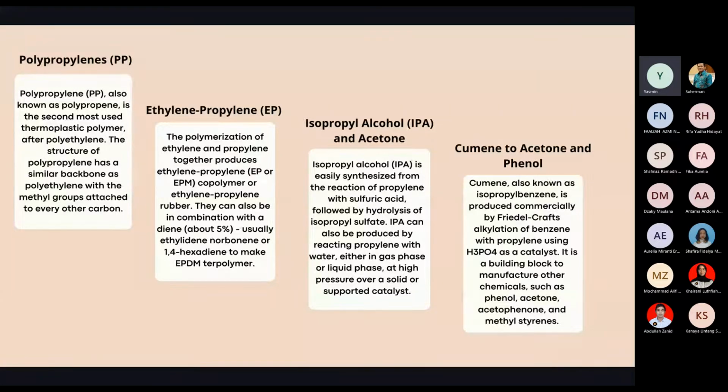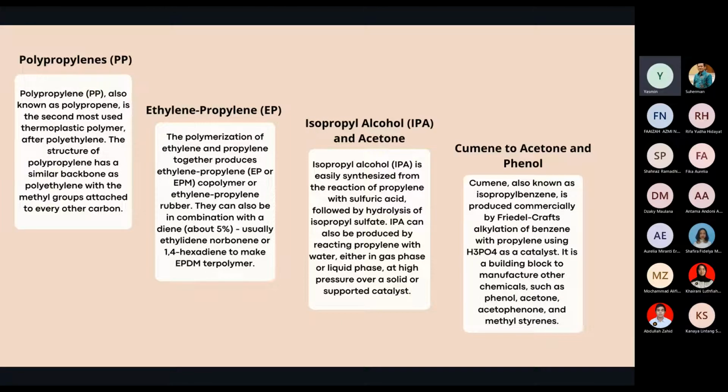And then there is the second one, which is ethylene propylene, EP. The polymerization of ethylene and propylene together produces ethylene propylene EP, or EPM, copolymer, or ethylene propylene rubber. They can also be combined with a diene, about 5%, usually ethylidene norbornene or 1,4-hexadiene, to make EPDM terpolymer. And the third one is isopropyl alcohol and acetone.